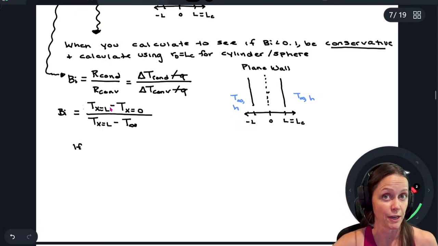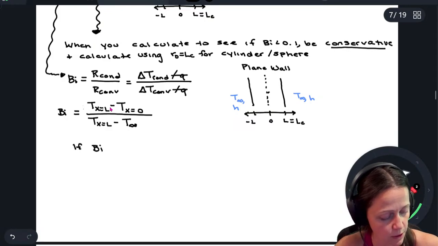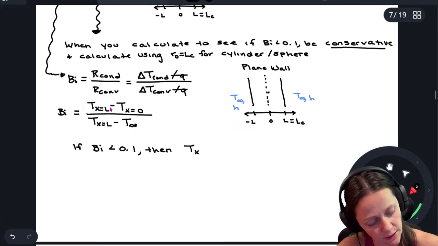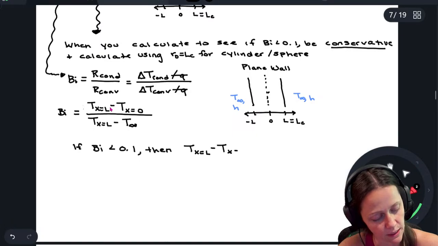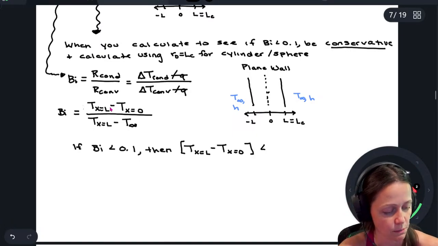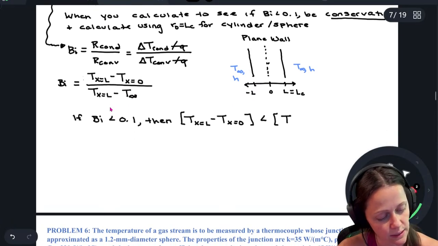If we could ignore spatial effects, that means the Biot number is less than 0.1, then we know that delta T between T at x equals L and T at x equals zero is a good bit less than this difference, T at x equals L minus T infinity.